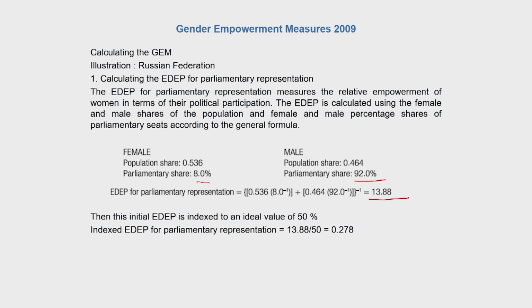So this initial EDEP is then indexed to an ideal value of 50%. So 13.88 divided by 50, which is 0.278. So for the Russian Federation, the first variable, parliamentary representation. In other words, we are looking at political participation of women compared to men. The female share in population is much higher, 0.536 compared to 0.46, whereas the parliamentary share is only 8% and in the case of males 92%. EDEP 13.88, which is indexed to an ideal value of 50%, gives 0.278. So this is the value that we are finally concerned with for parliamentary representation.